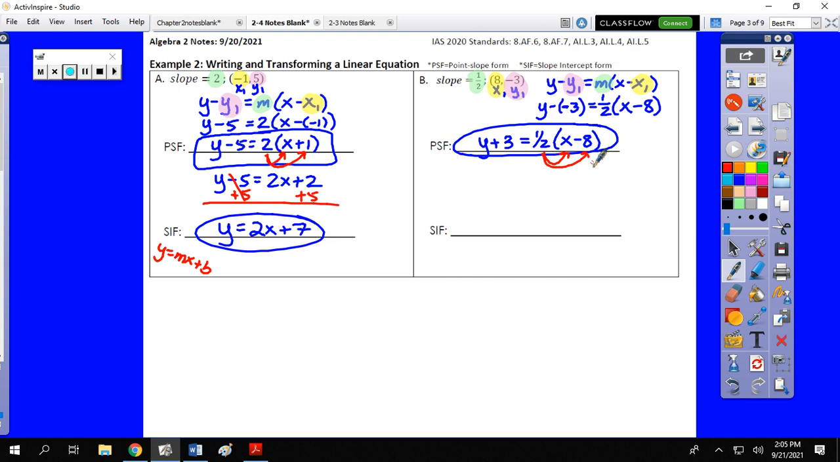Distributing the 1/2 would give us y plus 3 equals 1/2 x minus 4. 1/2 times negative 8 is negative 4. And then we would move the 3 by subtracting 3 from each side to give us an answer of y equals 1/2 x minus 7.